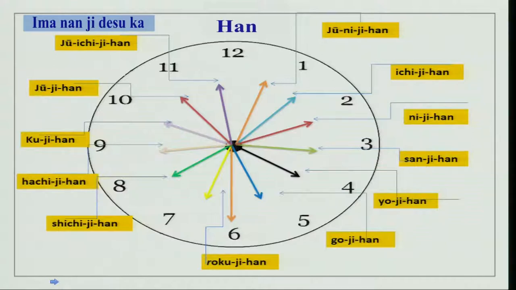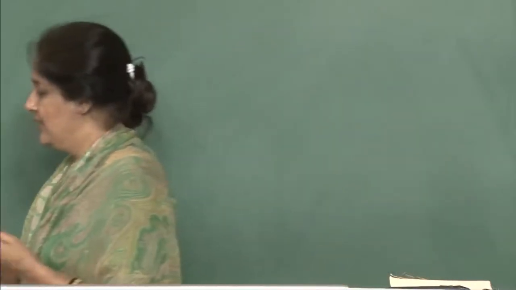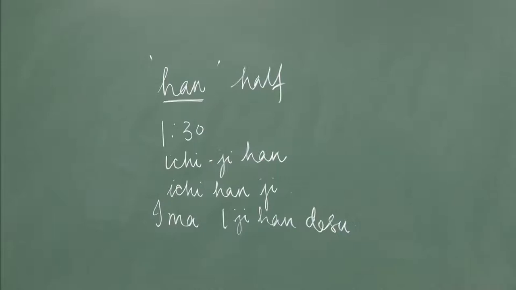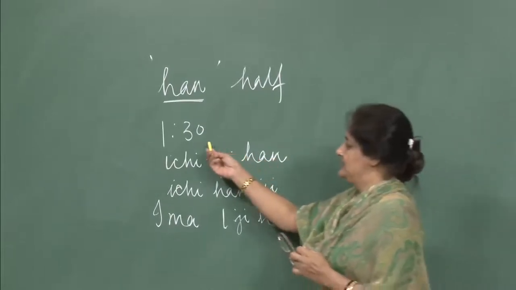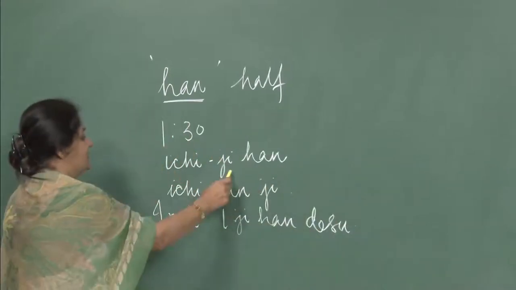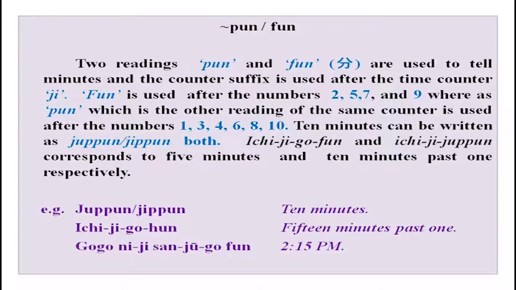Well, now you have said 1:30, you have asked time, ima nanji desu ka, ima juichiji han desu, as we did right here. You have done this one. So, now on your screens you can also see that something else is there.